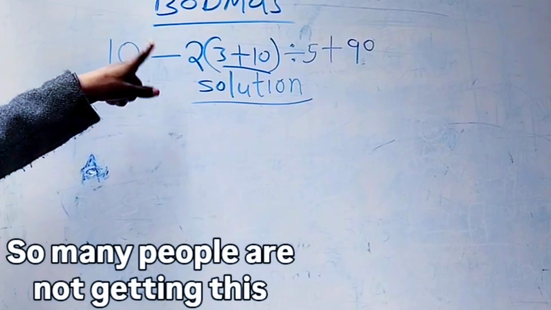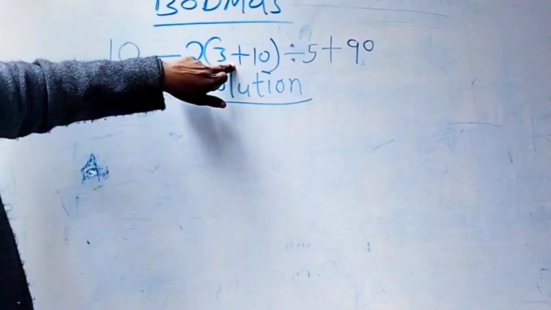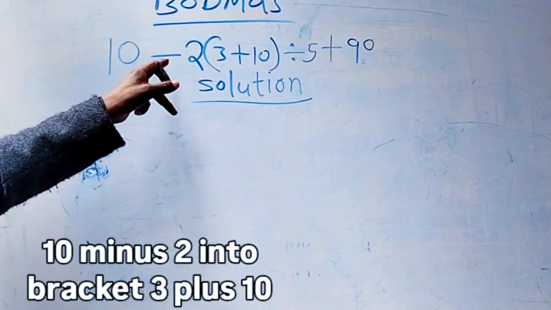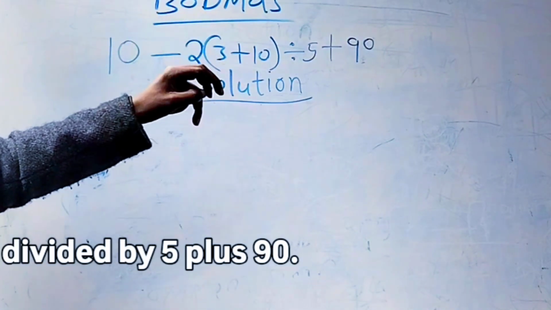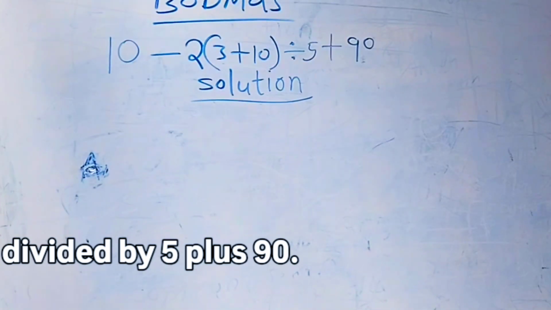So many people are not getting this right. 10 minus 2 into bracket 3 plus 10 divided by 5 plus 9 plus 90.